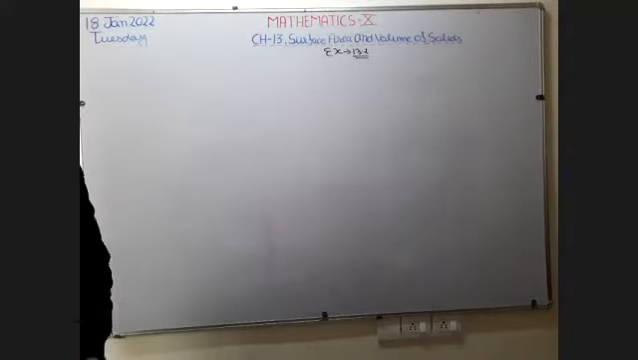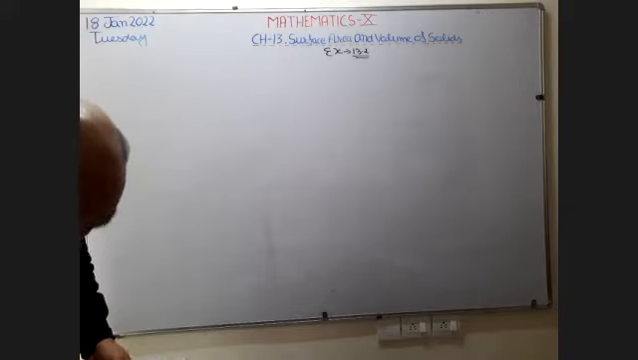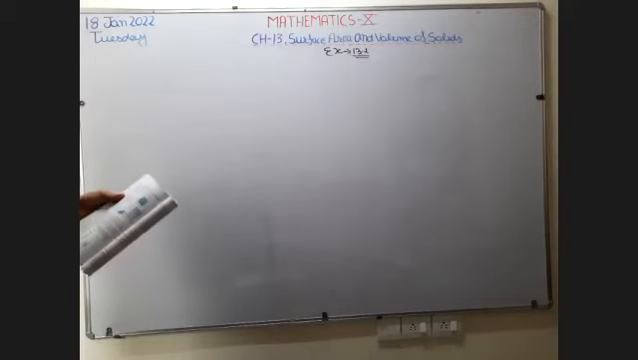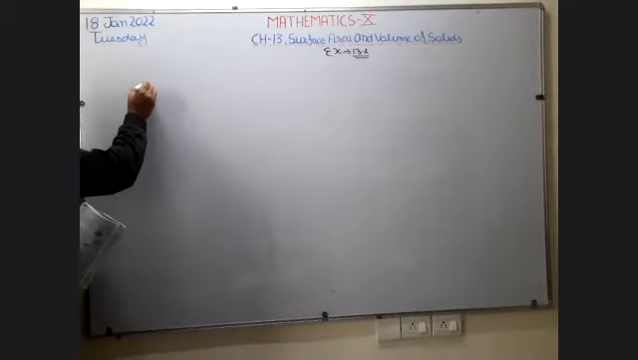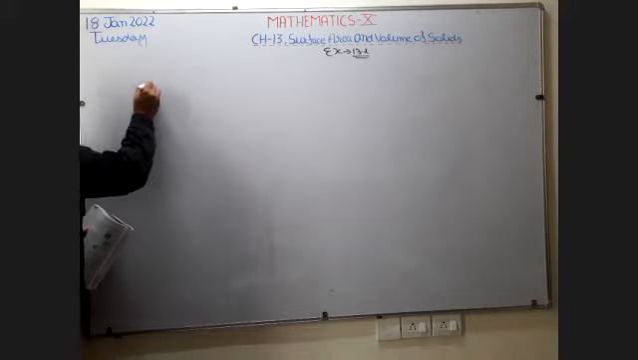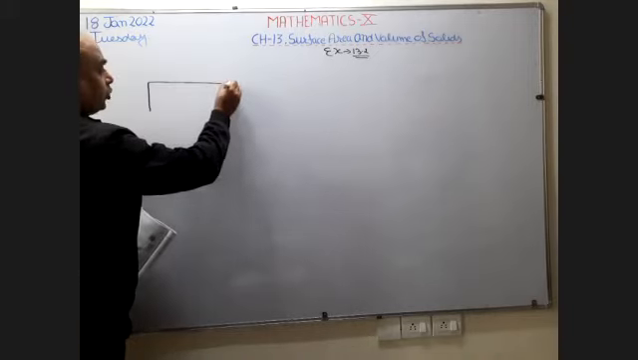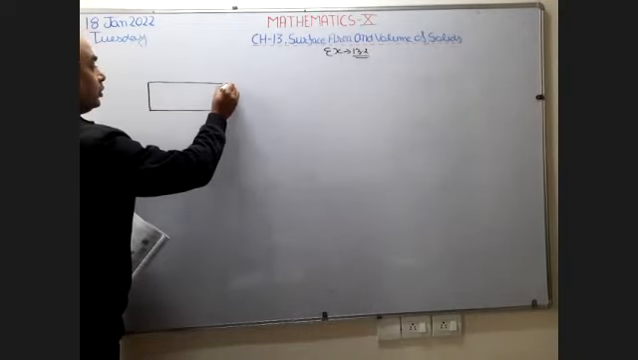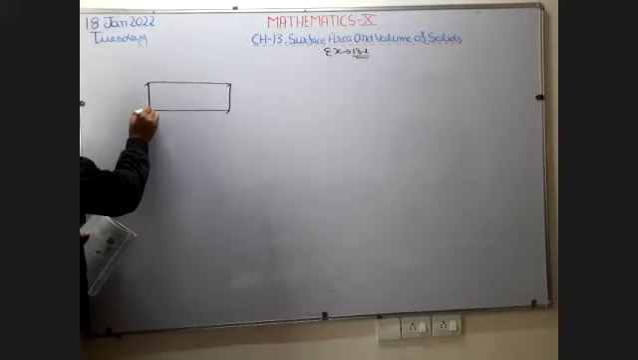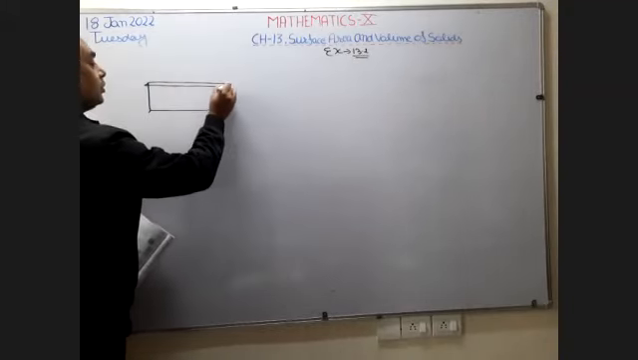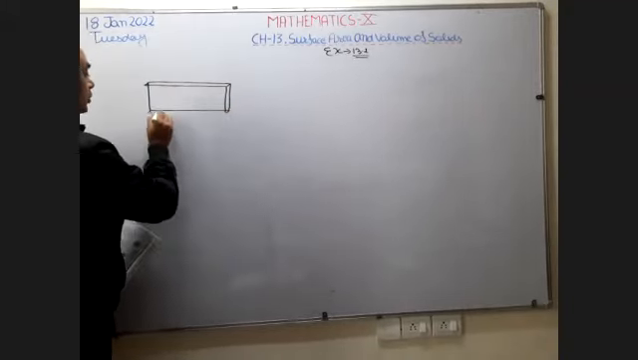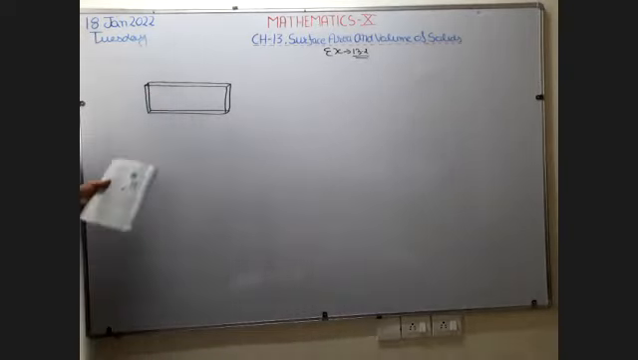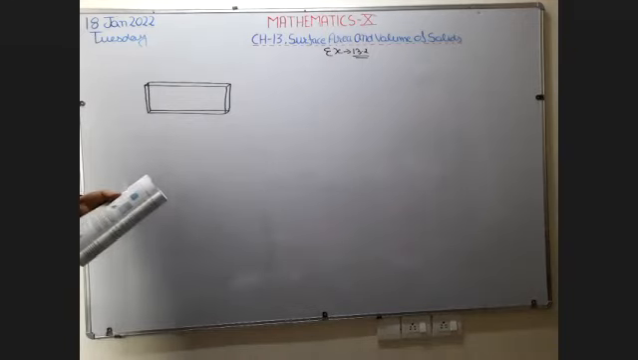Now check the next question, question number 4. A pen stand made of wood in the shape of a cuboid. One cuboid-shaped wooden block is there. Suppose this is your wooden block, which is in the shape of a cuboid. So this is the shape of a cuboid. The wooden block is in the shape of a cuboid.